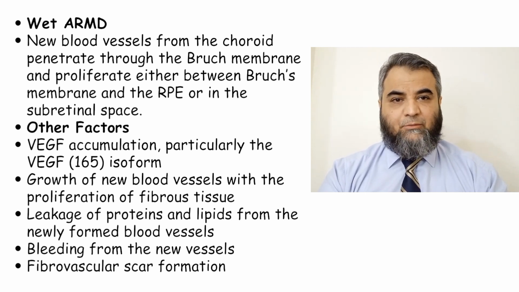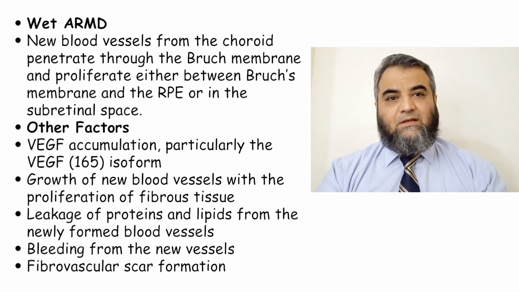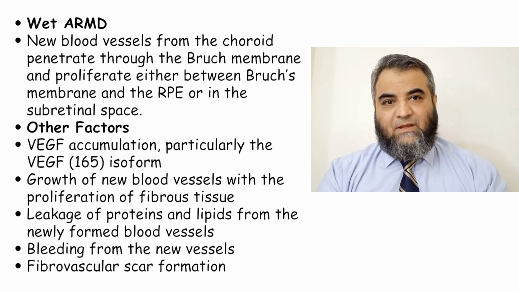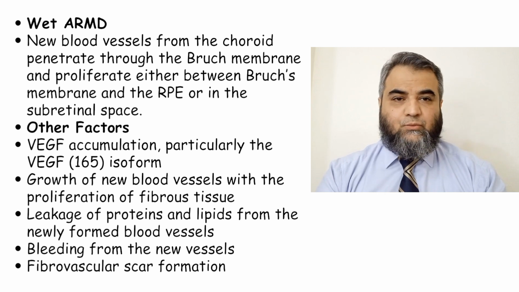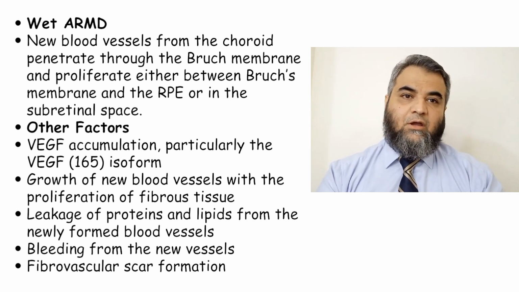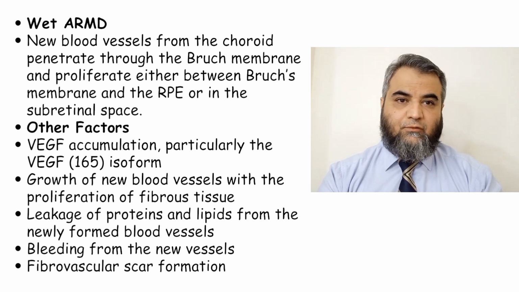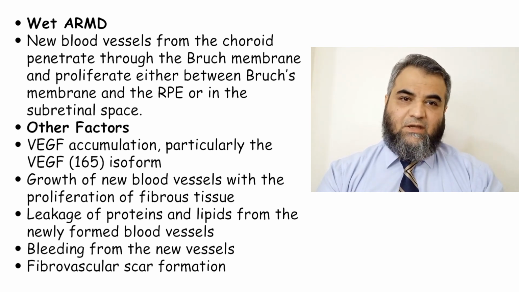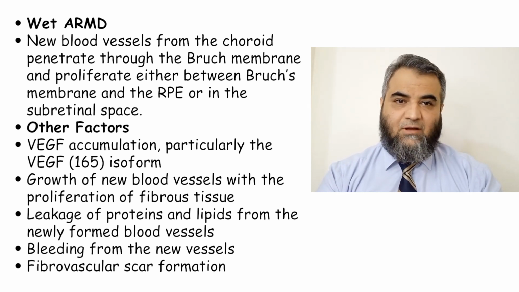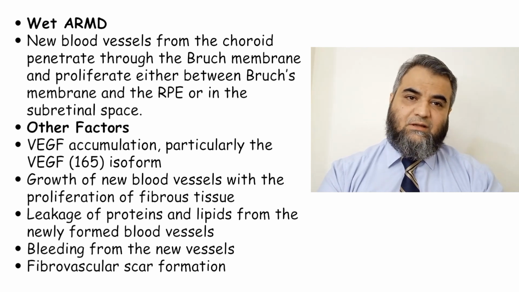When they bleed, there is hemorrhage, and there is cholesterol and lipid deposition. When these vessels shrink or cicatrize, there is scar formation, with a fibrosis element occurring. As all this activity is going on in the macula, which has the highest concentration of cones, it compromises the vision. The central vision of the patient is compromised because of the proliferation of these new vessels in aged people.